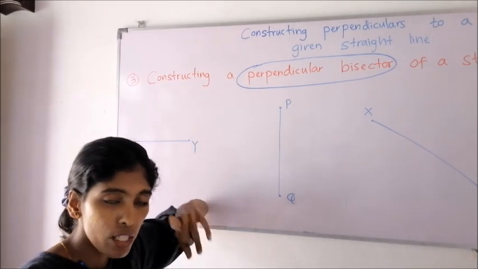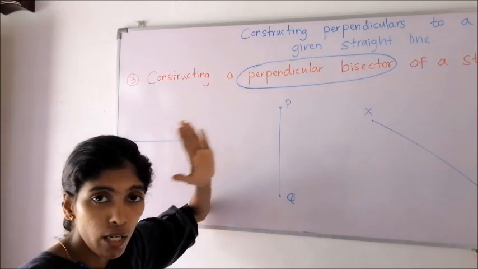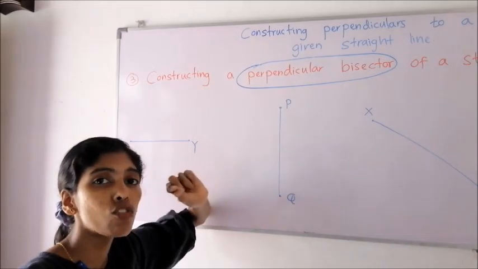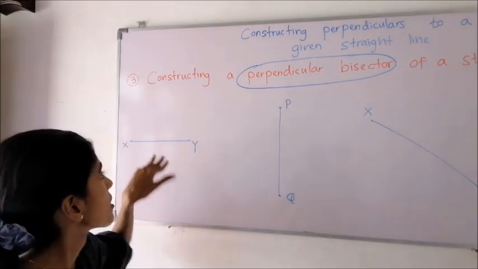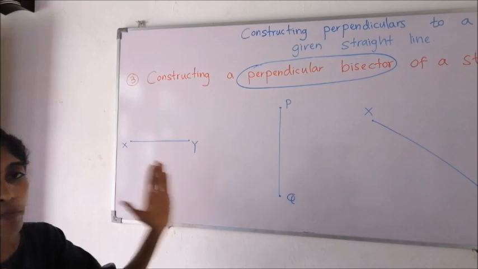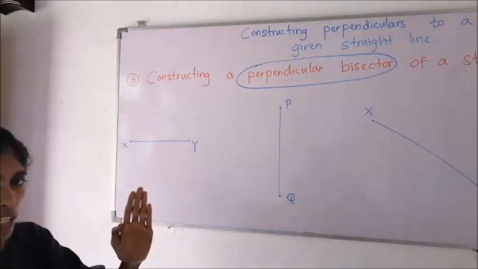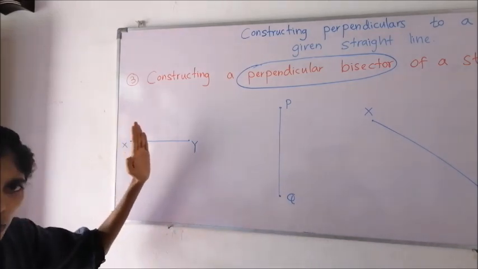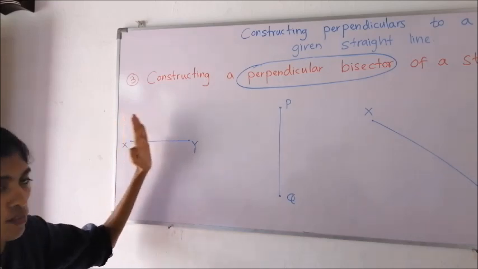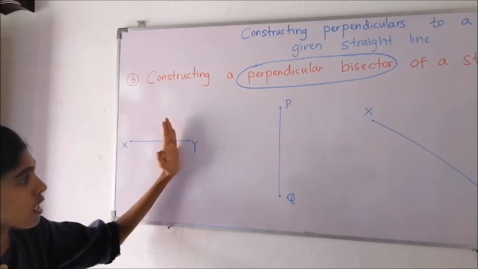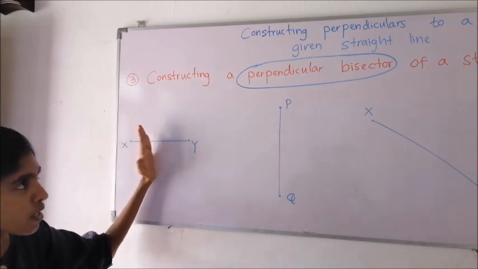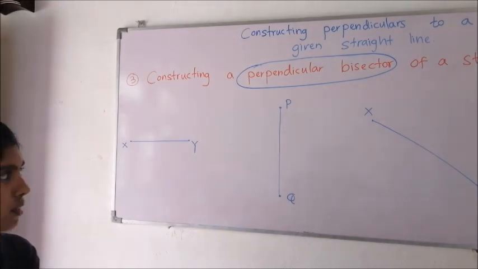And remember very specially, this perpendicular line should pass through the midpoint of the given straight line. See this example. I need to construct the perpendicular bisector. That means a line which is perpendicular to this line, and it shouldn't be like this. It shouldn't be like this. In different distances we cannot draw that. It should pass through the midpoint of this straight line. Okay? Right. How do we construct it?